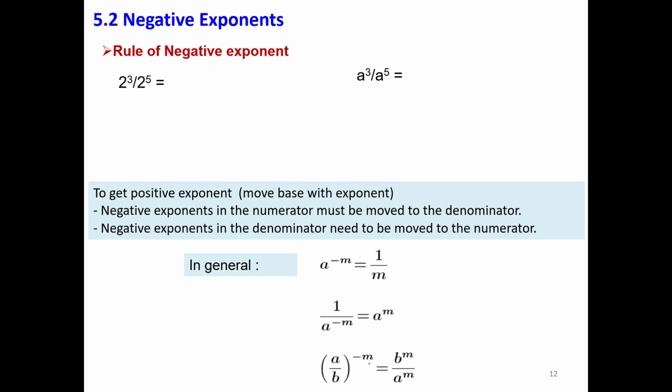quotient rule. We have a quotient with the same base, so we can simplify this one. We just keep the base and subtract the exponents. And 3 minus 5 will be 2 to the negative 2 power. Yes, 2 raised to the minus 2.